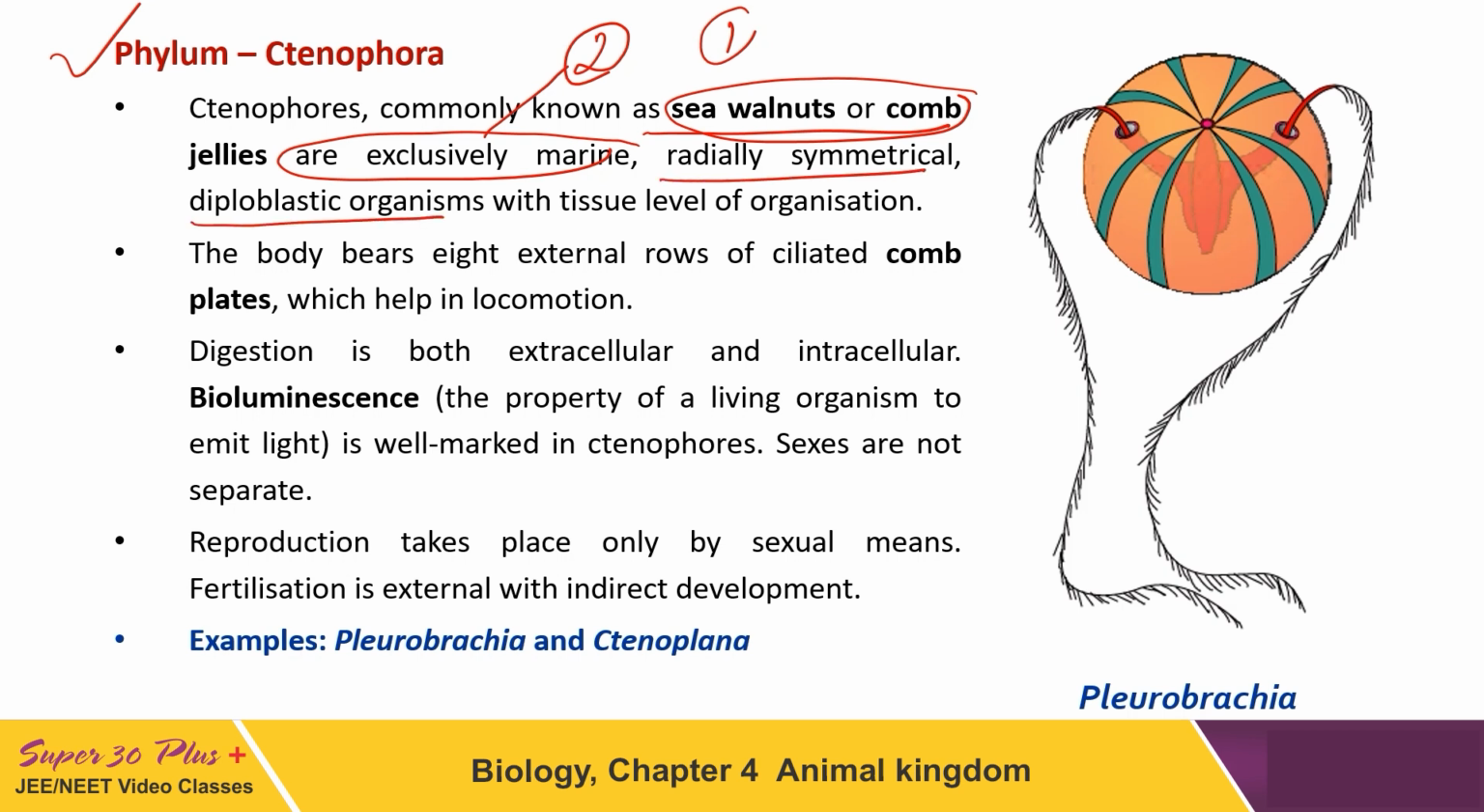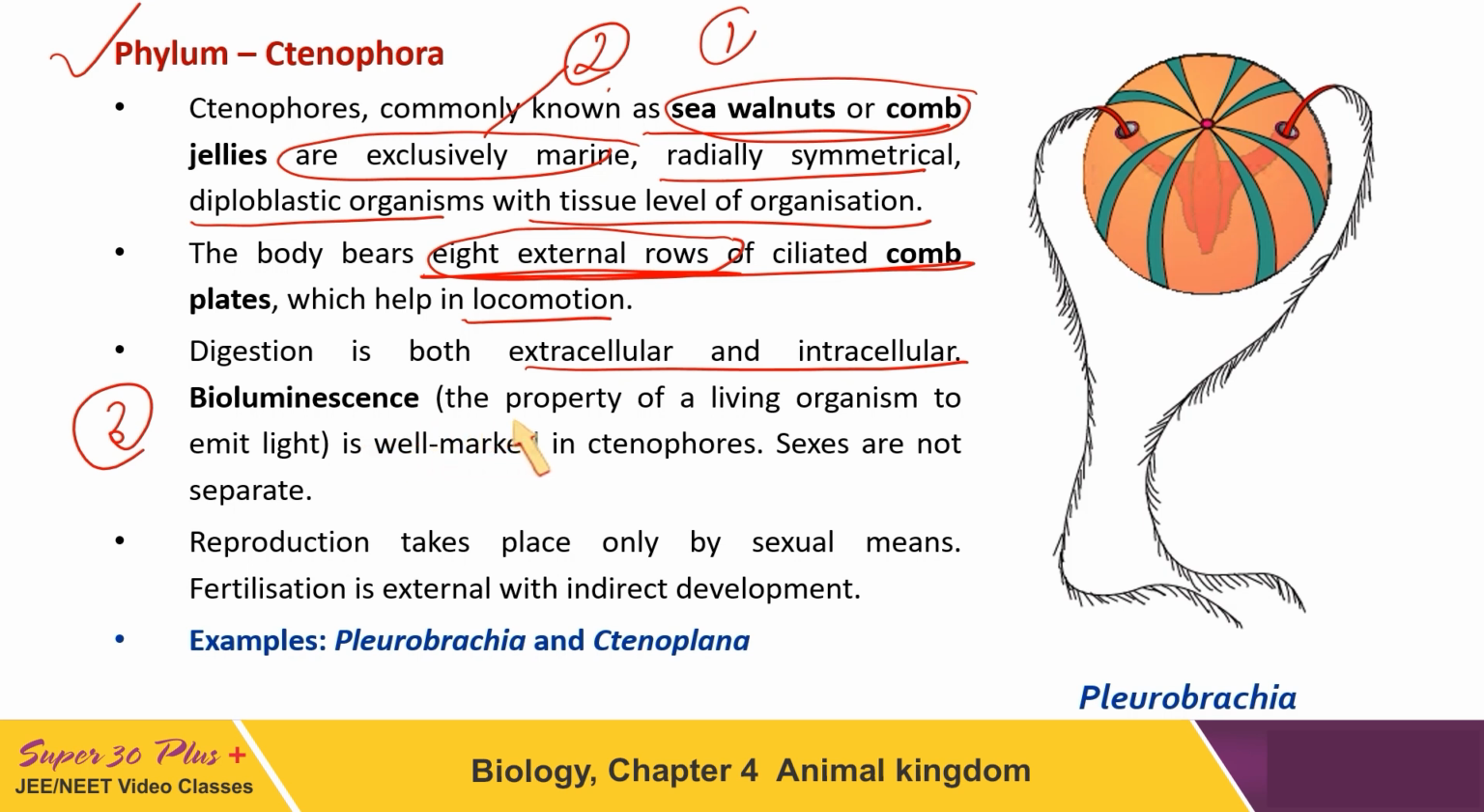Diploblastic organism with tissue level of body organization. The body bears 8 external rows of ciliated combs. This is 1 and this is 2. In the same way, the number is 8 external rows of comb plates, and they help in locomotion. Digestion is both extracellular and intracellular. Very important. Another important point is bioluminescence, the property of living organisms to emit light.